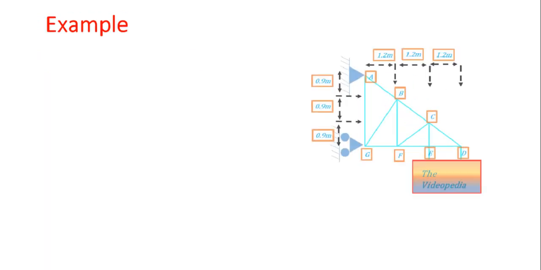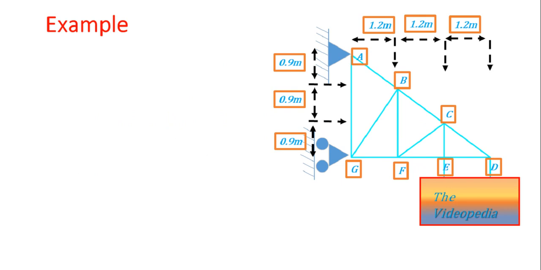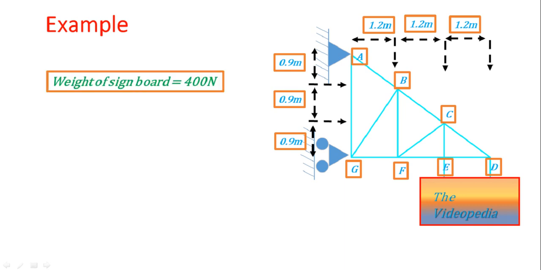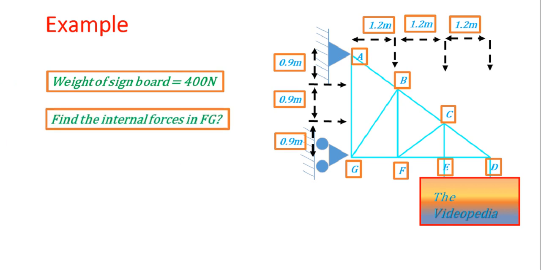So in this example, I'm taking an example of a truss. This is a simple looking problem, but it is not actually simple. It will teach you a very important way of handling problems. So just take a moment to think about what we can extract from the problem statement. What is given here is that the weight of the sign board is 400 Newtons, and what they're asking is to find the internal forces in FG. So the weight of this Videopedia sign is given as 400 Newtons, and we need the internal force in FG.